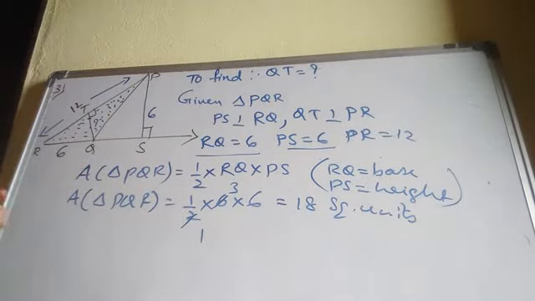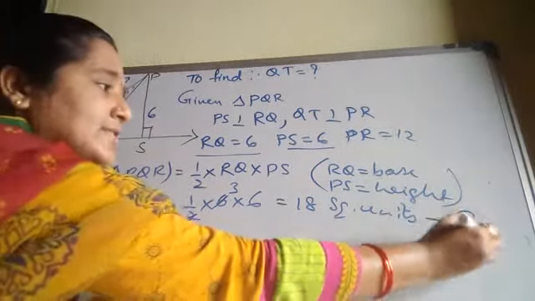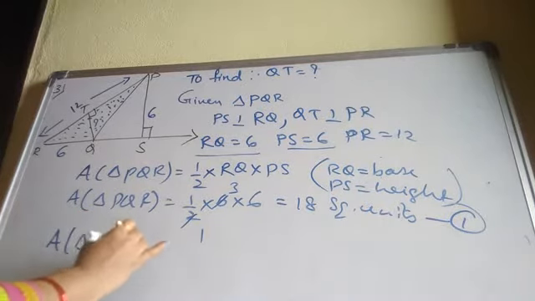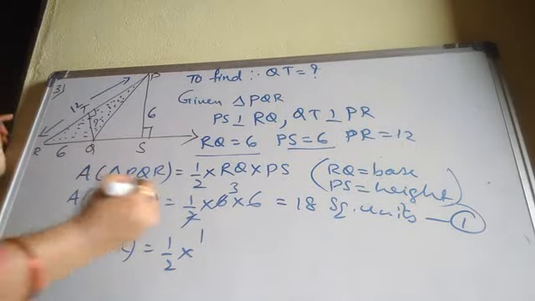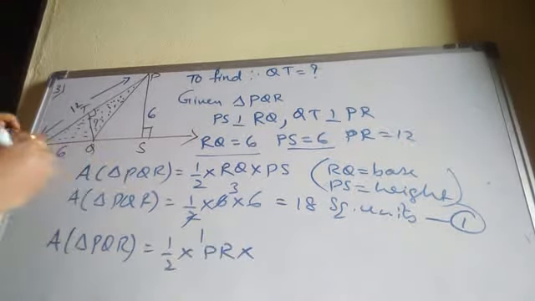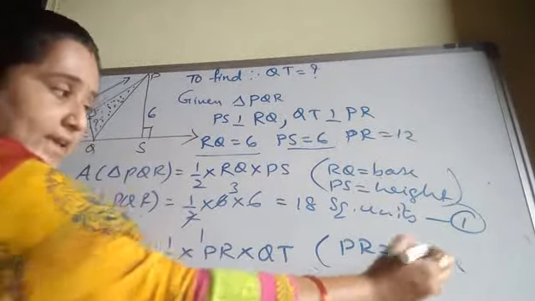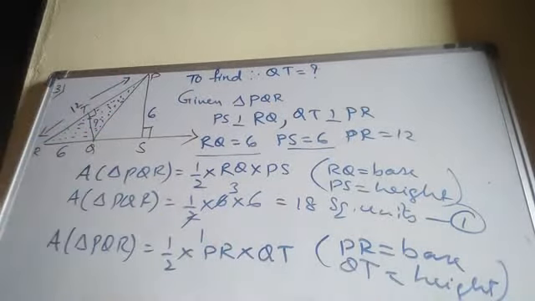Now, for the same area of the triangle, one more height is there and base is there. Okay? Area of triangle. This one, 18 square units is there, no? Write down number 1. Area of triangle PQR equal to half into, my base is what? PR. PR into QT. Here PR is base, QT is height. Okay? Now substitute the values.